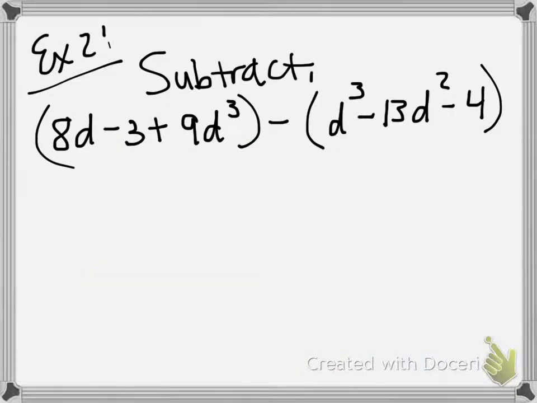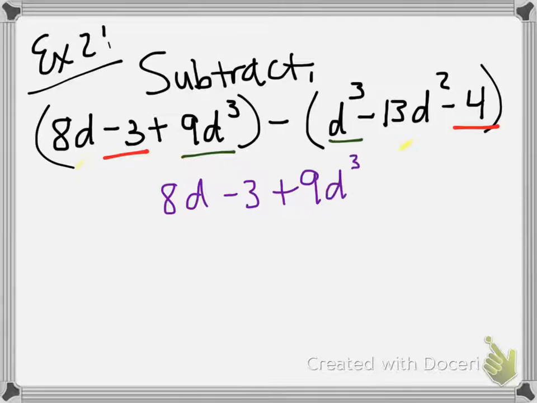If we subtract two polynomials, we're going to do the same thing. You just have to be on the lookout to make sure that you line up the proper parts. 9d cubed lines up with d cubed. Negative 3 lines up with negative 4. But the 8d and the 13d squared don't line up with anything. So when I set this problem up, I have 8d minus 3 plus 9d cubed, and notice I haven't done anything to change the order yet.